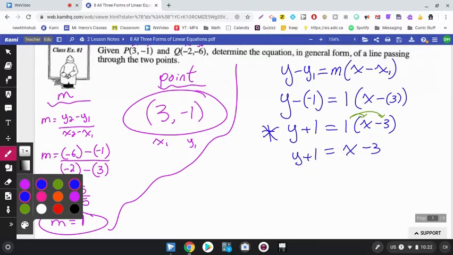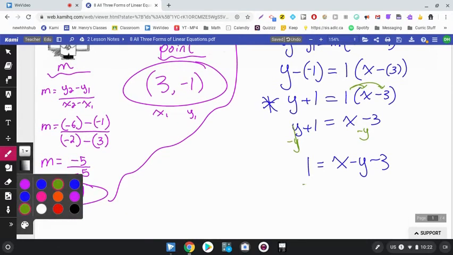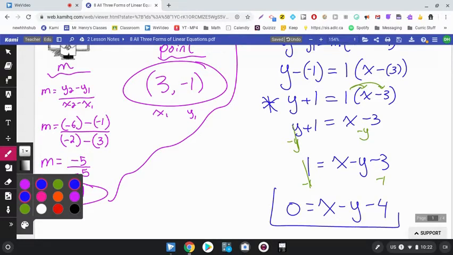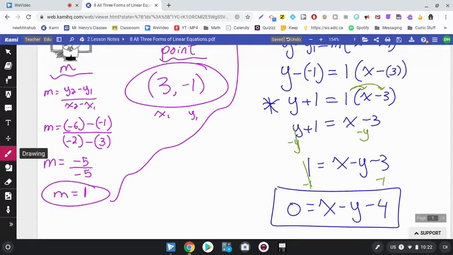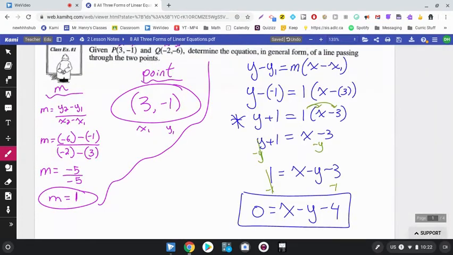I'm going to move the y plus 1. Okay? In order to get rid of positive y, I would subtract a y. What I do to one side, I do to the other. Positive 1 equals x minus y minus 3. And then finally, the opposite of that positive 1 would be to subtract 1. 0 equals x minus y minus 4. No fractions. The x is a positive coefficient, and everything's on one side. Awesome. Okay, so there you go.